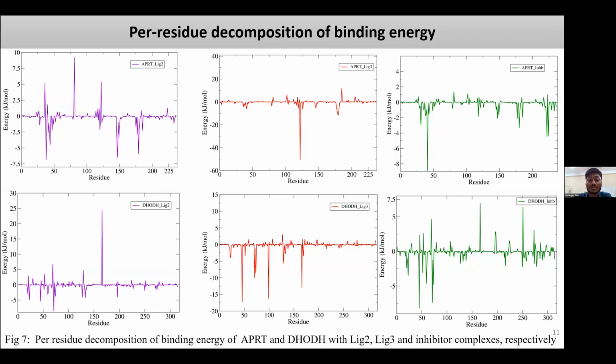Next, we have done the per-residue decomposition energy analysis, where you can see that two ligands and the inhibitor of the respective protein have been put forward. Ligand 3 in both cases showed a high residue contribution to the binding energy. Irrespective of the other two ligands and the inhibitor, ligand 3 showed a high binding energy to the protein, establishing that ligand 3 gives a good result for inhibition.